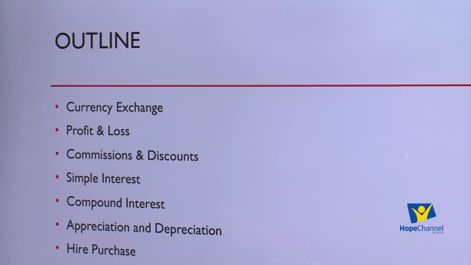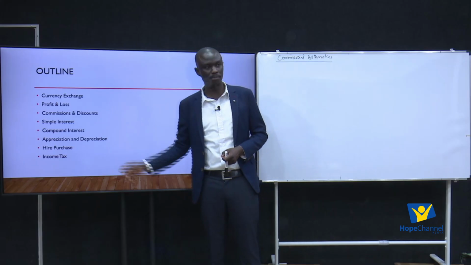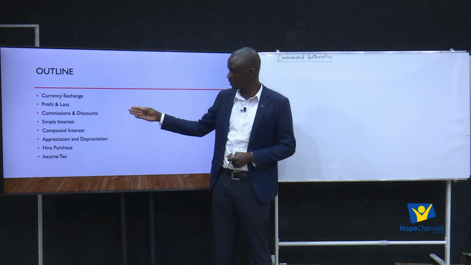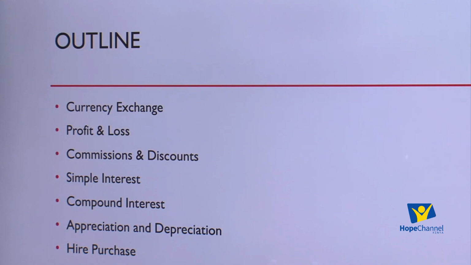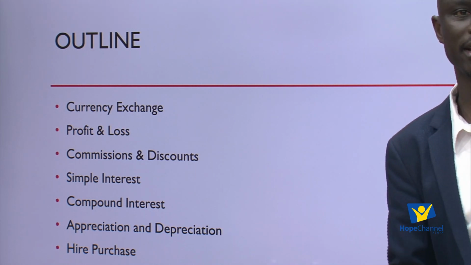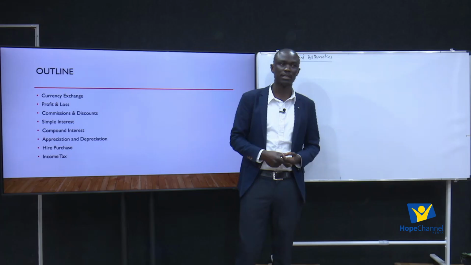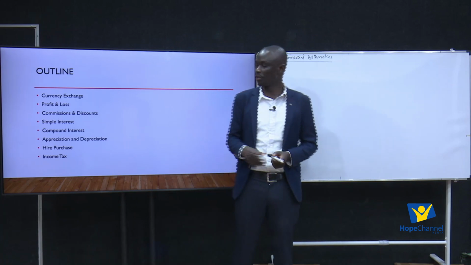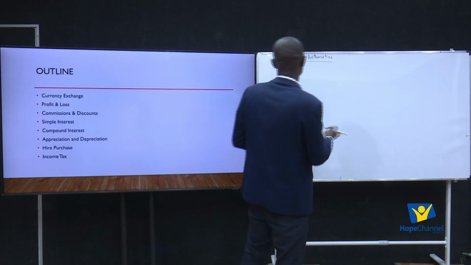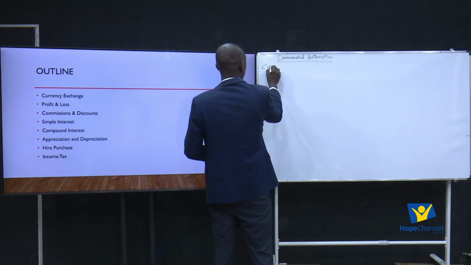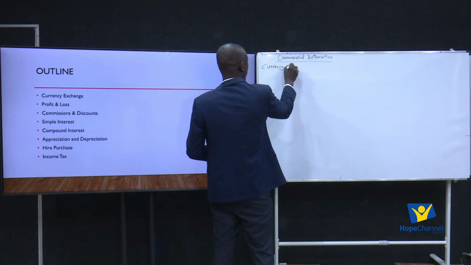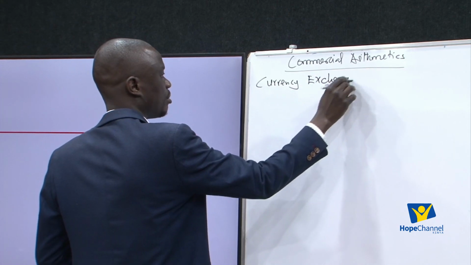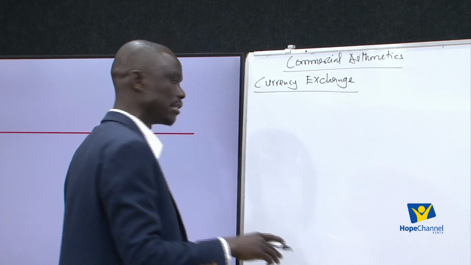Then we move to commercial arithmetic 2, where we'll be discussing simple interest. We'll be discussing the concepts of compound interest, appreciation as well as depreciation, hire purchase, and lastly, the concept of income tax. So I want us to begin in that particular order, and I want us to begin with the first concept, currency exchange.